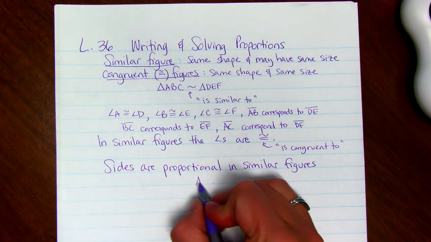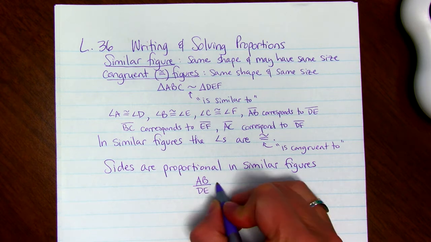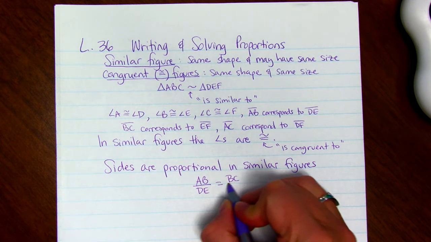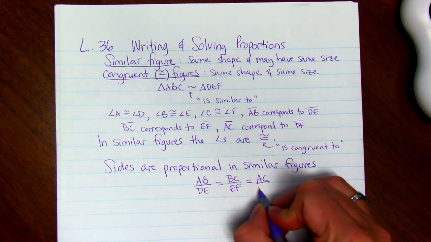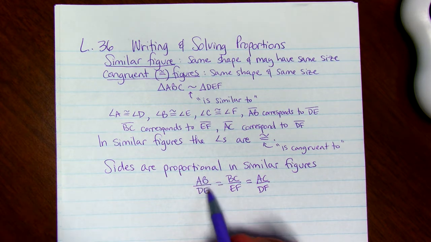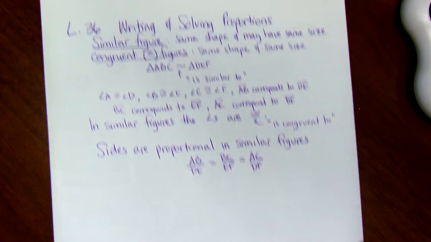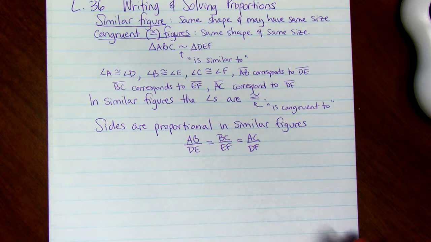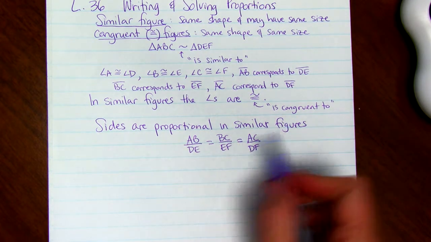So we can say AB divided by DE will equal BC divided by EF, which will equal AC divided by DF. Notice that there's not a little bar there. Without the little bar, that means the length of. So the length of AB divided by the length of DE will equal these lengths as a ratio. And these will set up a correct proportion for similar figures.